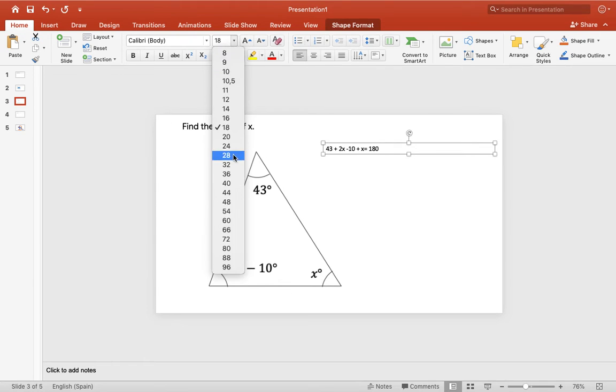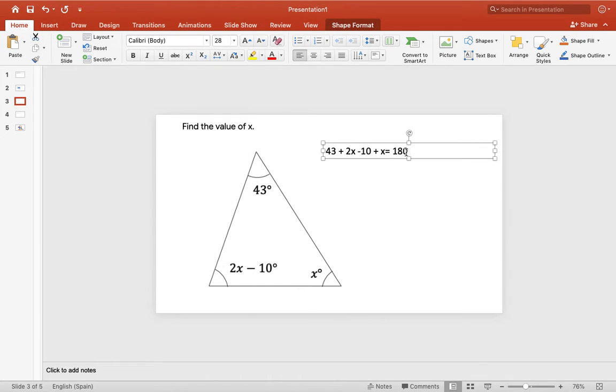The first thing you need to do to neaten up this equation is to put all the x's on one side and all the numbers on the one side. So I'm going to analyse first of all the x's. We've got 2x here, and we have got x here. So we need to add these two together. So on the next line of the equation, I am going to do the following: 2x plus x is 3x. 43 minus 10 is 33, equals 180.